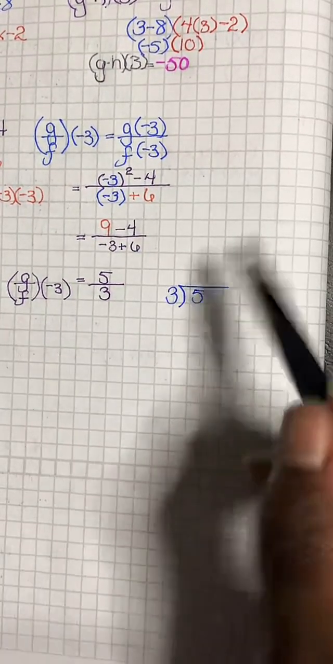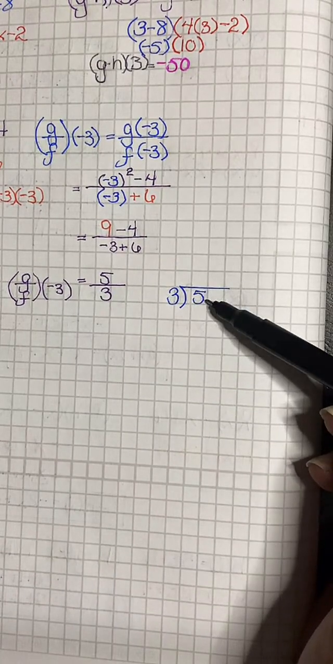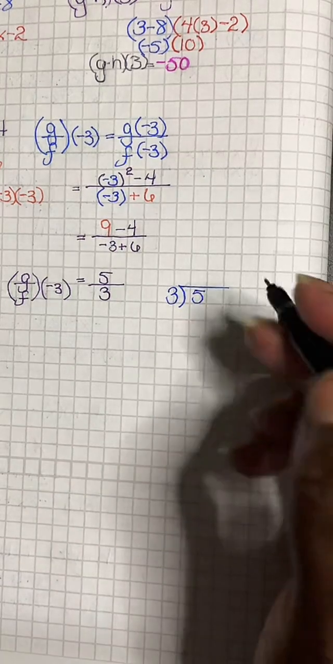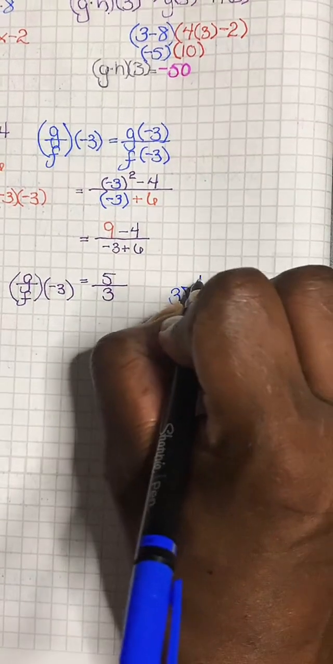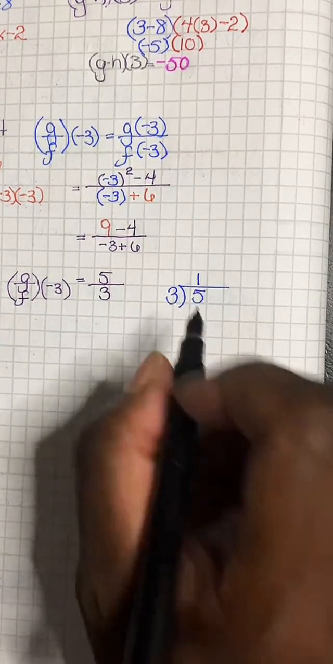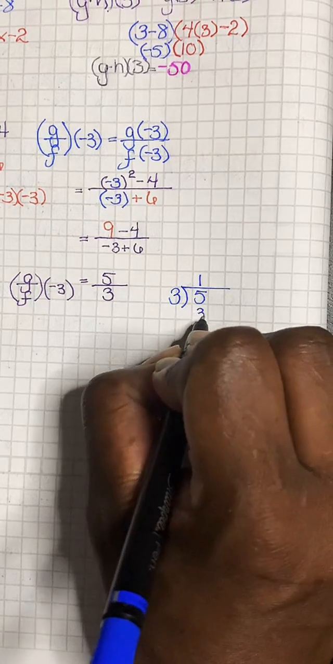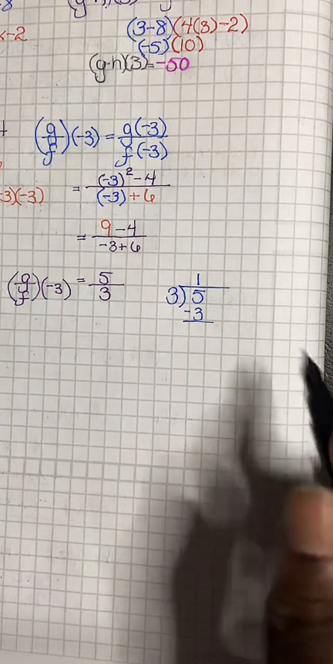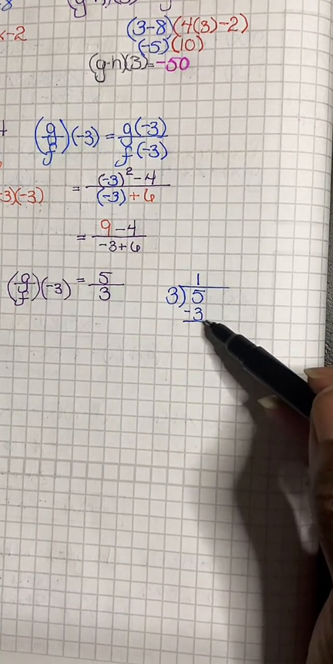So we want to know how many groups of 3s can go into 5 without going over. Like most of you guys are saying, yes, Reed, you got 1. So 1 times 3 gives us 3. Now we're going to subtract. 5 minus 3 gives me what?